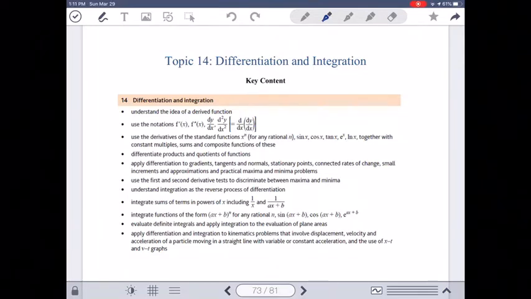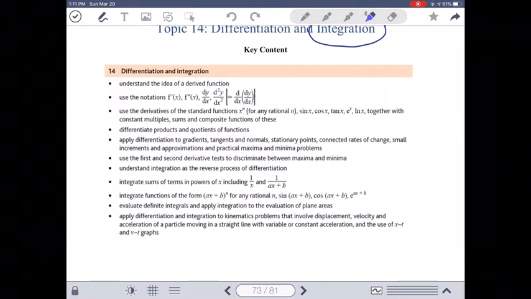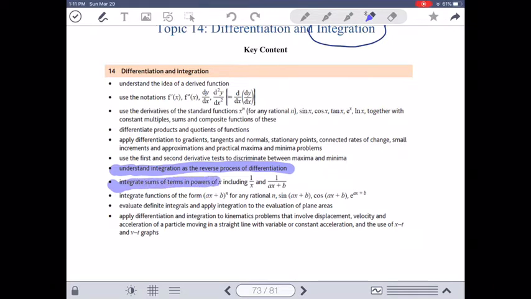Before we start with the new chapter, integration, let's have a look at the requirements needed for this chapter. You can have a look at these notes in your topical revision pack. First, we need to understand integration as the reverse process of differentiation, and we need to know how to integrate sums of terms in powers of x, including 1 over x and 1 over ax plus b.